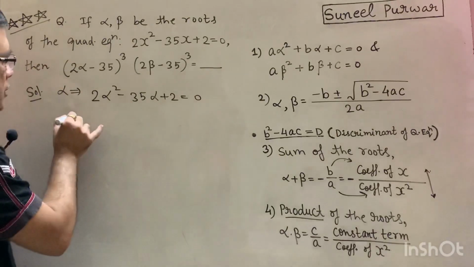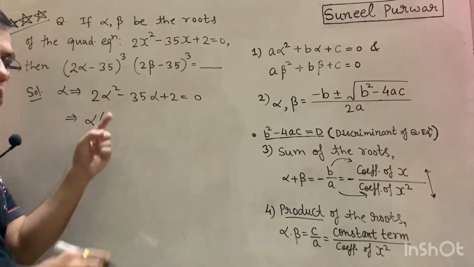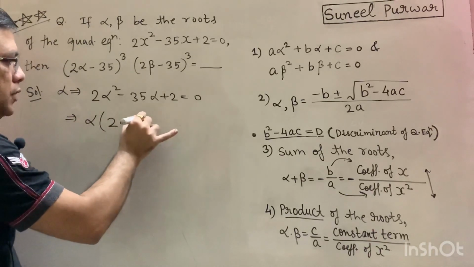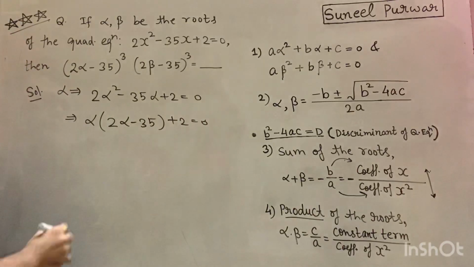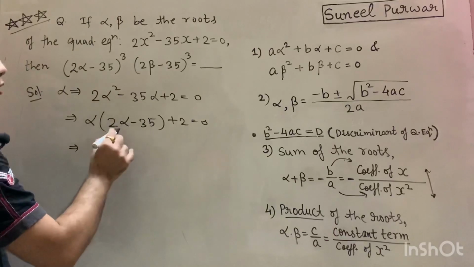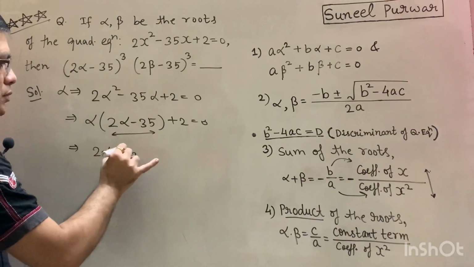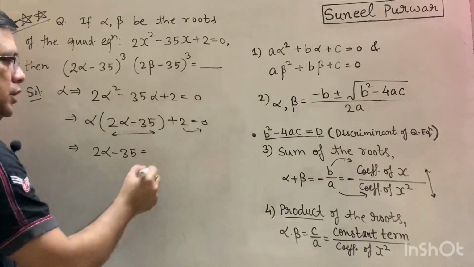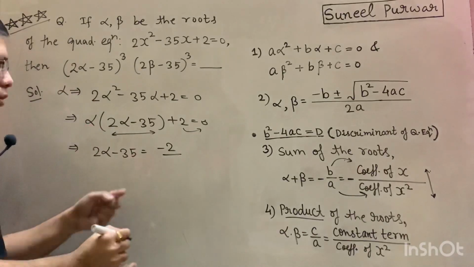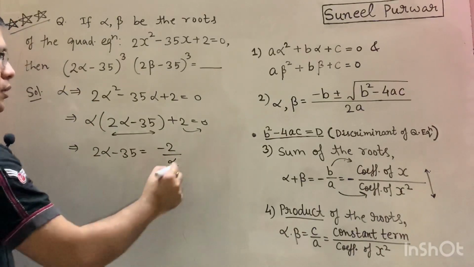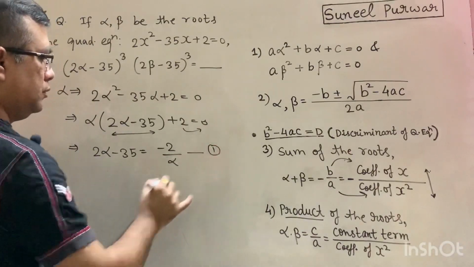Now from here you can take alpha common. So you will see 2 alpha minus 35 plus 2 equal to 0. That means this quantity 2 alpha minus 35 is equal to, take this to the other side, so it will become minus 2 divided by this alpha. Say this is relation 1.